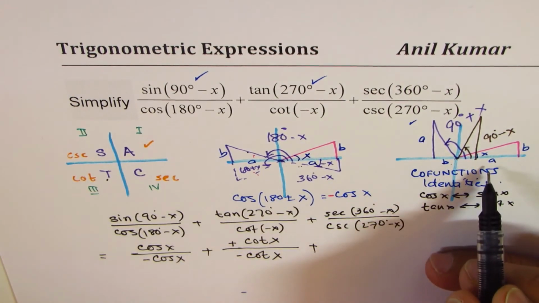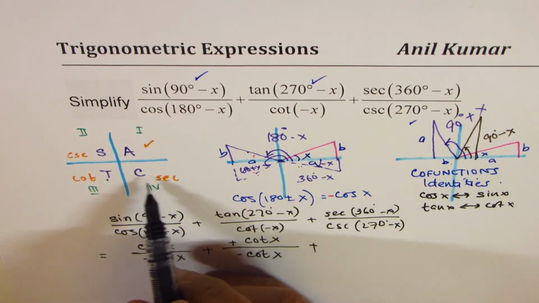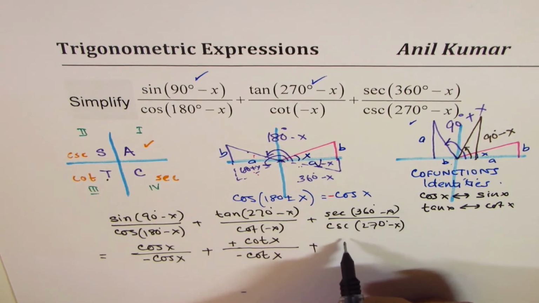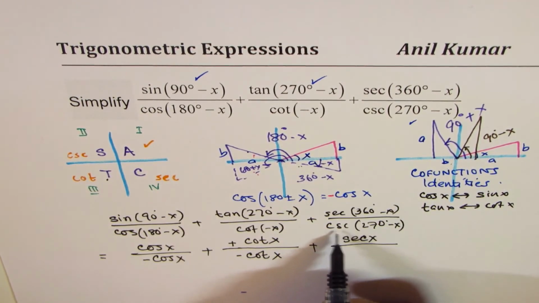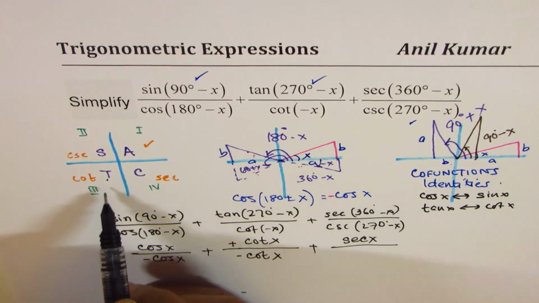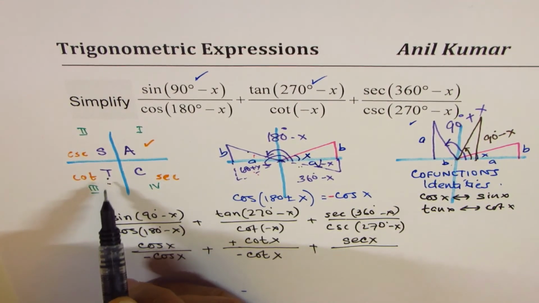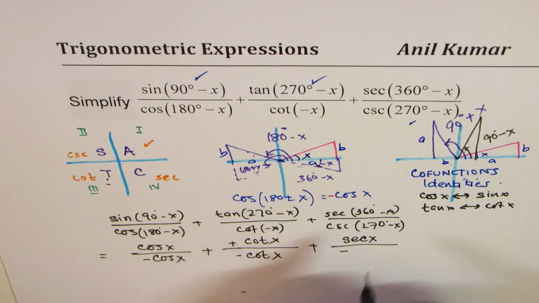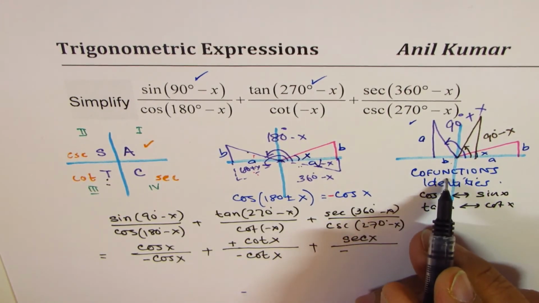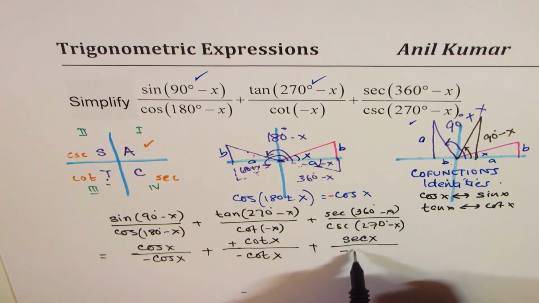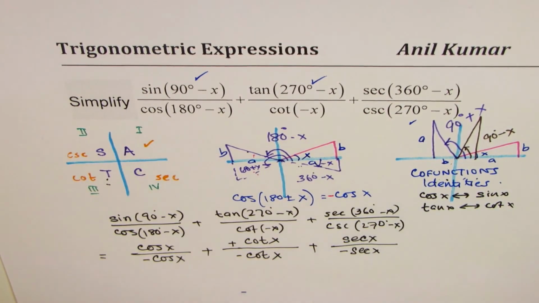The last one here, ratio is of secant 360 minus x. That means you are in quadrant 4. Secant in quadrant 4 is positive, so it remains positive. So it remains as secant x. Cosecant 270 minus x means you are in quadrant 3. Cosecant is negative, so it is negative. Since it is 270, it is a cofunction identity. Cosecant becomes secant. Do you understand that?